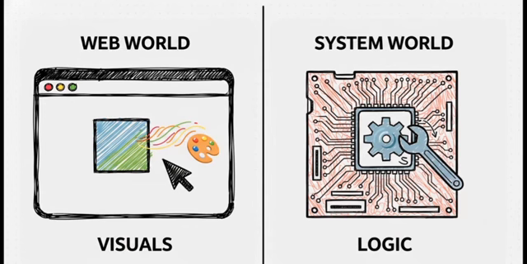Think about it like this. In the web world, you're used to controlling the visuals, right? You can inspect element and change how something looks. But in the system world, we're going so much deeper. We're not just changing the paint job. We're learning how to control the logic of the machine itself.